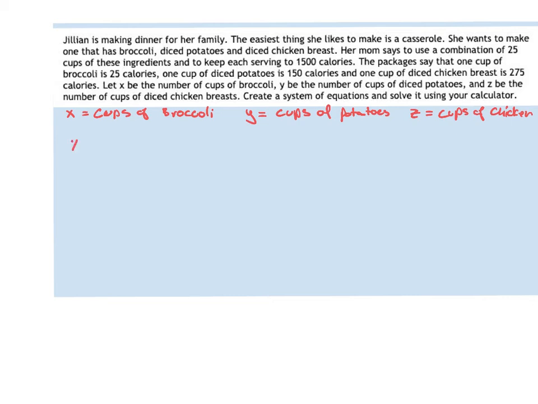I know that I want the cups of broccoli plus the cups of potatoes plus the cups of chicken to equal 25 cups total. Now we have to look at the calories. There are 25 calories for each cup of broccoli, plus 150 calories for each cup of potatoes, plus 275 calories for each cup of chicken, and that has to equal 1,500. So now we have a non-square system of equations that we can put in our calculator and get the RREF.